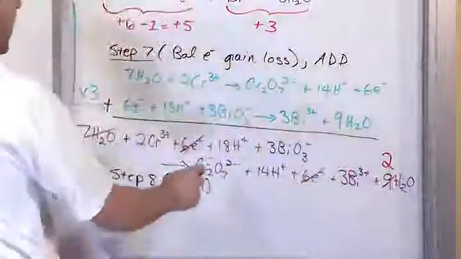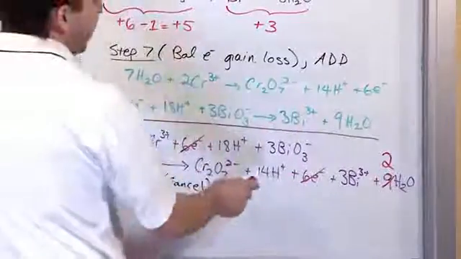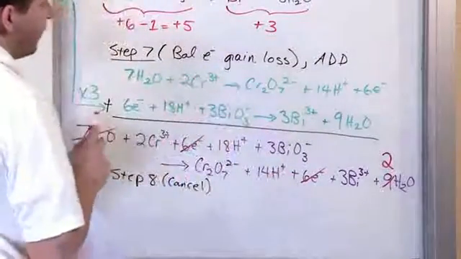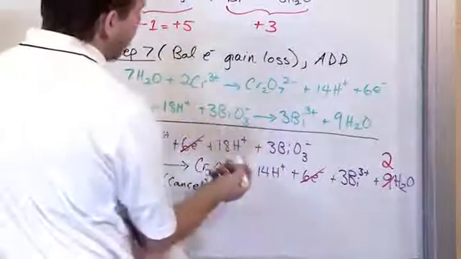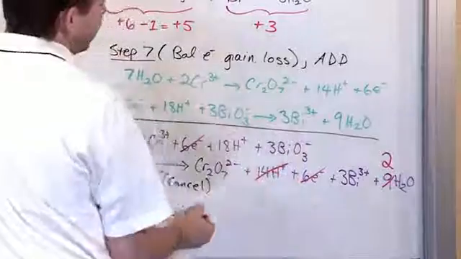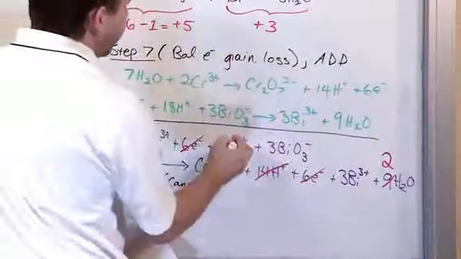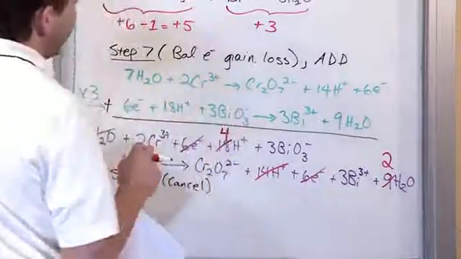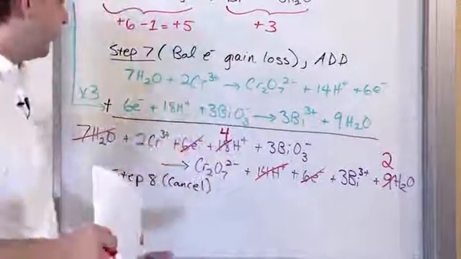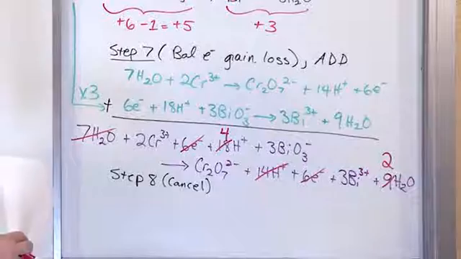So I look at the chromium 3+ ions, and I don't have any of those on the right-hand side. I look at 18 hydrogen ions, and I have 14 on this side. So you have to ask yourself, how many of these are common? Well, there's at least 14 common to both sides. So I'm going to strike through this, because that's now gone, and I'm going to strike through the 18. How many am I going to have left over? I'm only going to have 4 left over, because 18 minus 14 is 4, right? So that's it for that.